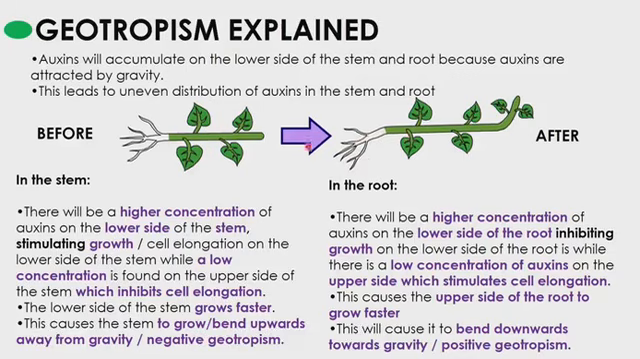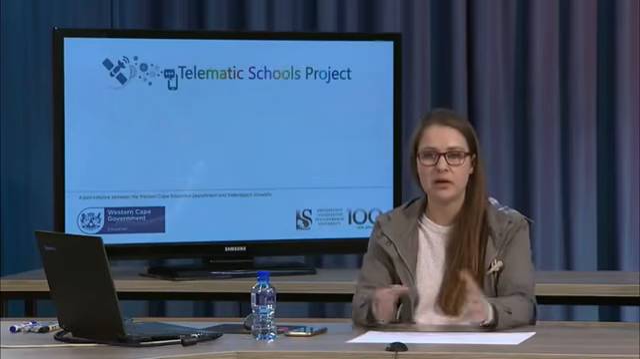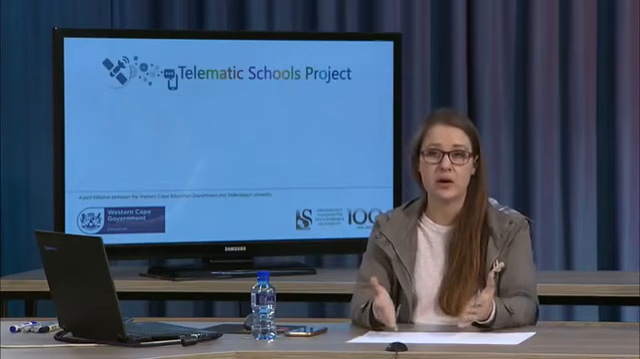But always remember to say that it's growing towards or growing away from gravity in your answers, and make reference to the concentration between the two sides. If you just said that there are auxins and they accumulate at the bottom, you will not be getting your marks. So you always have to state whether there's a high concentration or a low concentration in order to ensure that you actually get those marks in your final exam. Right.